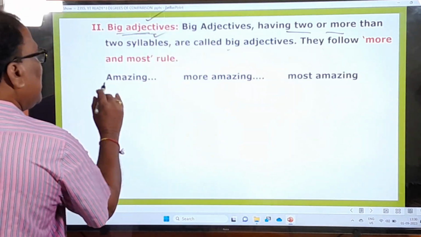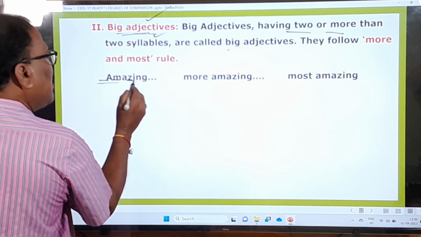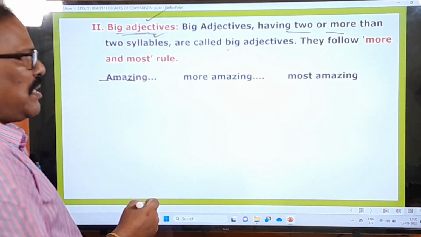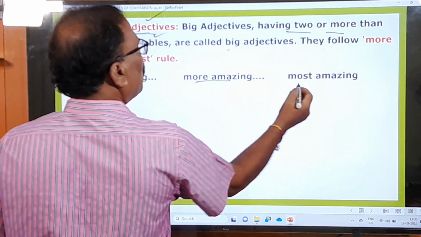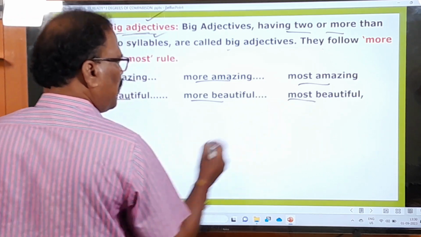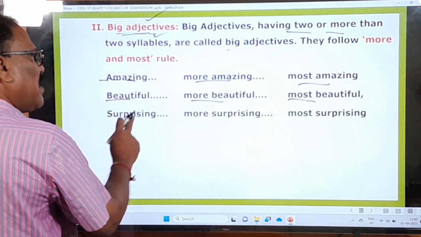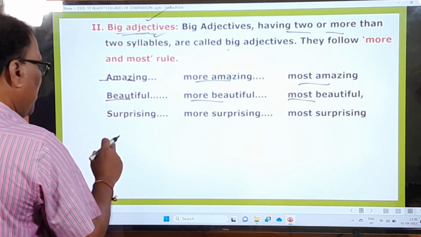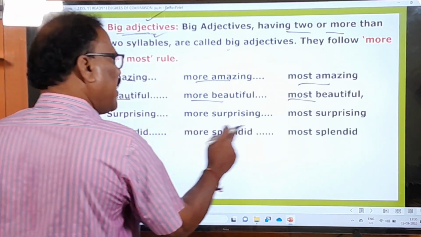What is that? Amazing is there. Amazing, three syllables are there. Amazing means very surprising. More amazing, most amazing. Beautiful, more beautiful, most beautiful. And then come surprising, more surprising, most surprising. The meaning is the same. For example, splendid, more splendid, most splendid.